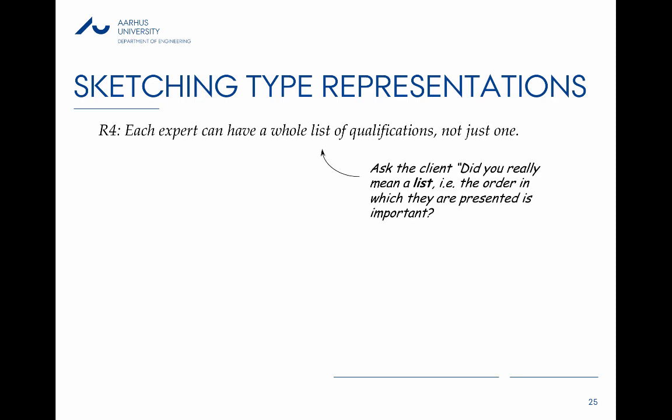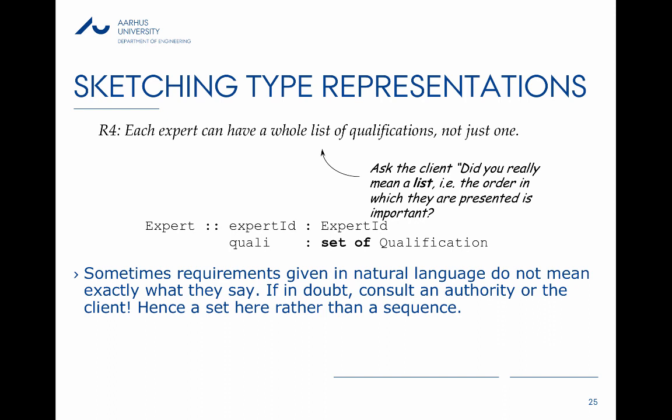We have to ask the client, do you really mean a list? Is there an order in which he's primarily an electrician, secondarily a mechanical guy, or does the order not matter? So I have assumed here that he says it doesn't matter, and then I would model it using a set representation, a set of qualification. So we have some ID for the expert, and then a set of qualification. So sometimes requirements given in natural language do not mean exactly what they say.